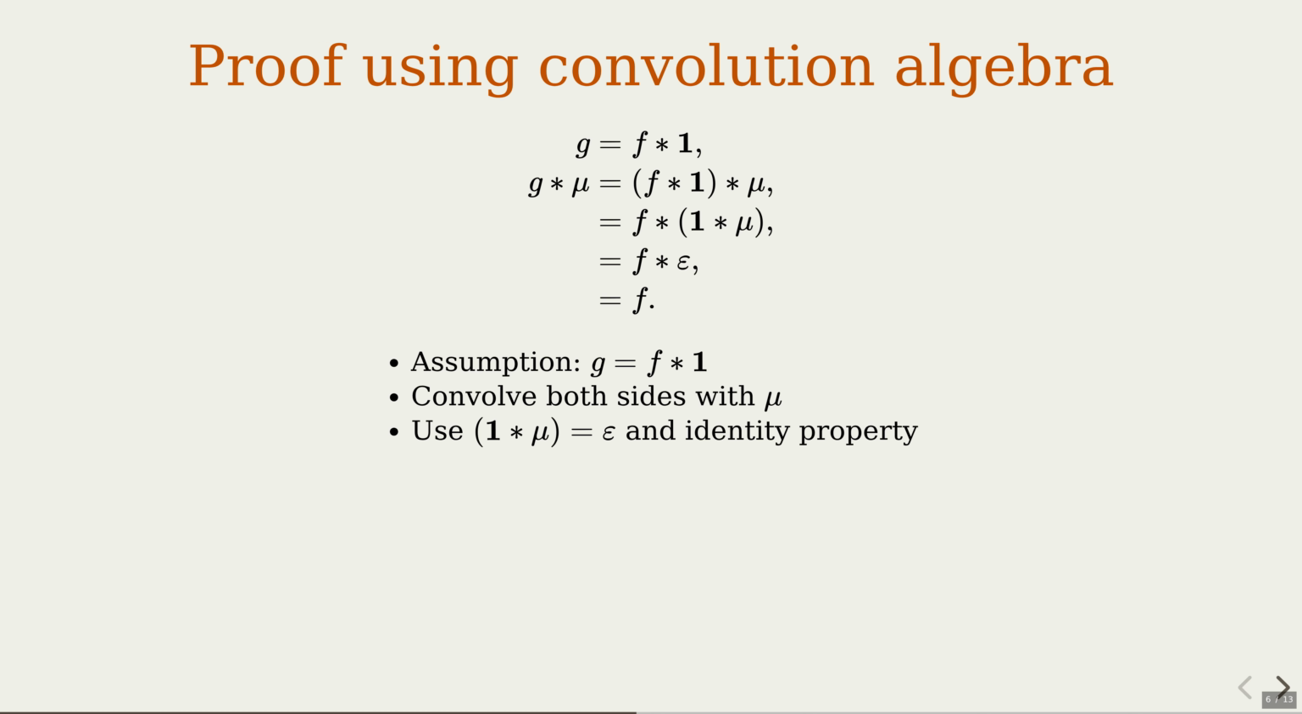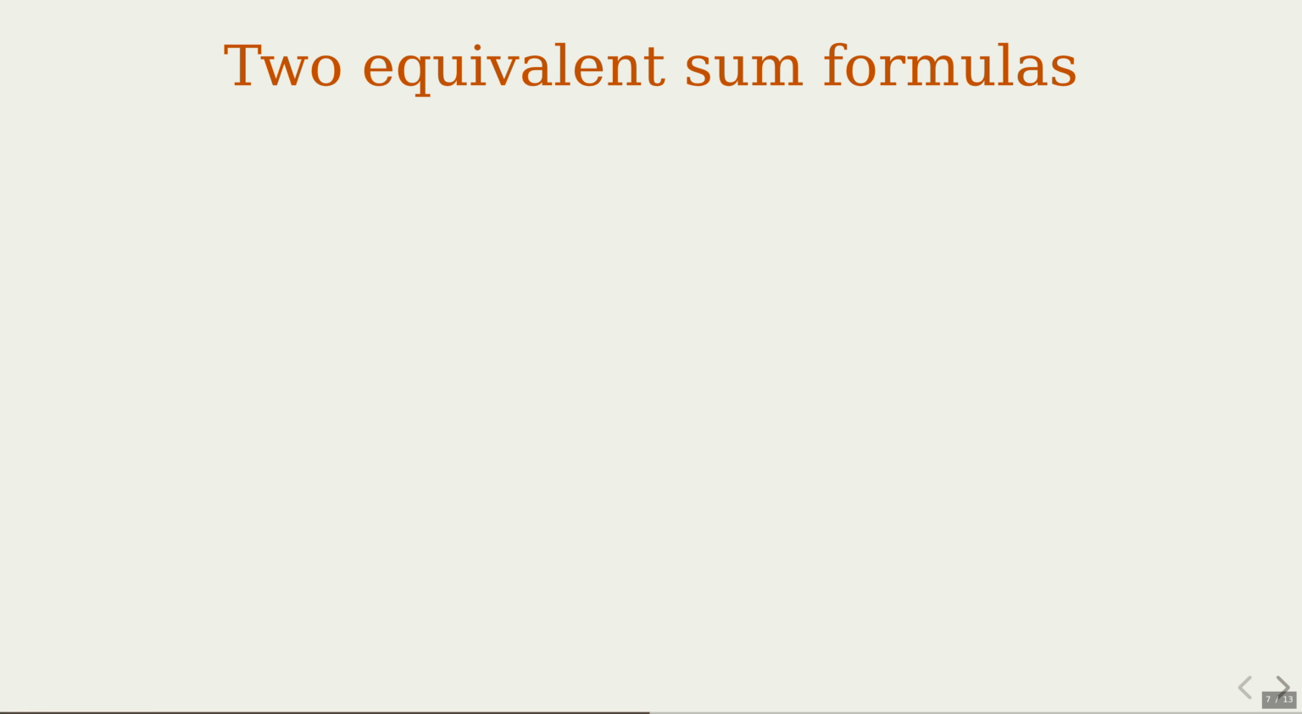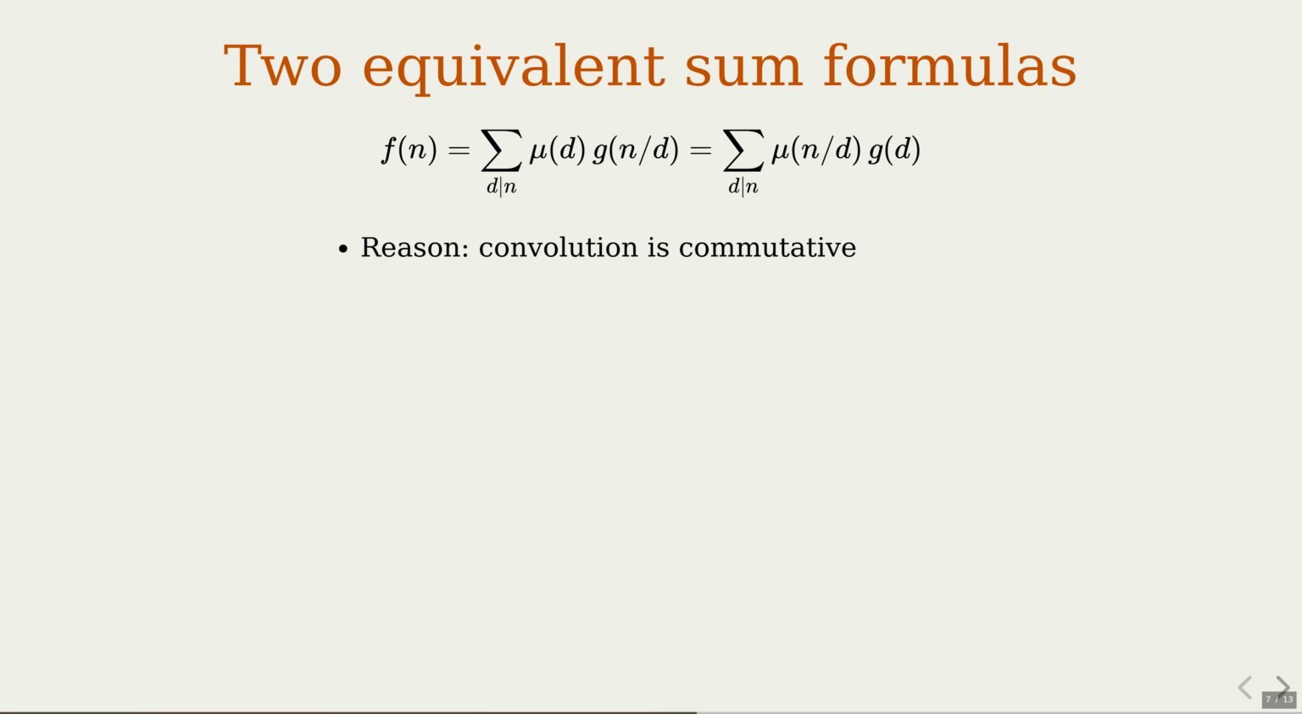Unpacking the equality g convolved with mu equals f gives the explicit divisor sum formulas we saw a moment ago. Let us highlight the two concrete ways you can write the inversion formula for f of n. Here are the two versions. In one, you weight g of n divided by d with mu of d, and in the other, you weight g of d with mu of n divided by d. Because convolution is commutative, f convolved with mu is the same as mu convolved with f, and that symmetry shows up when you rewrite the sum.